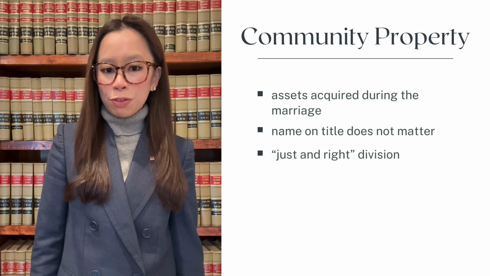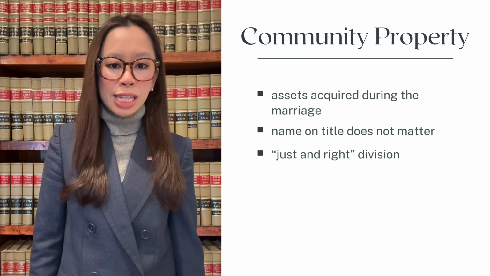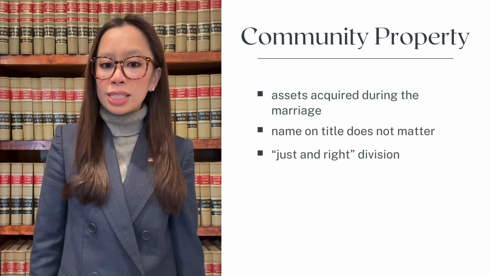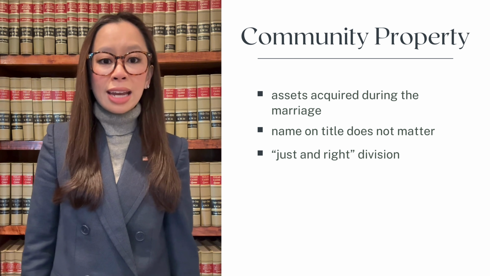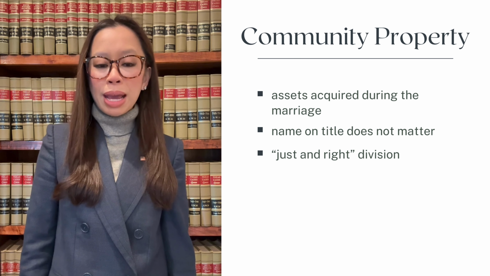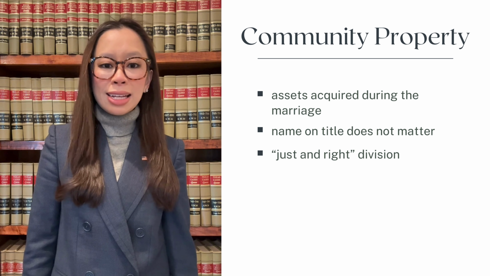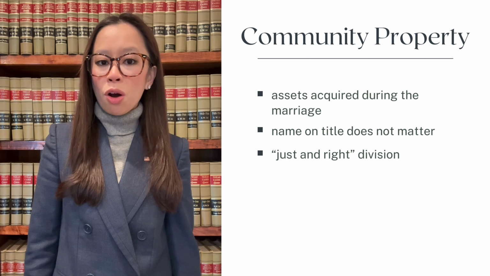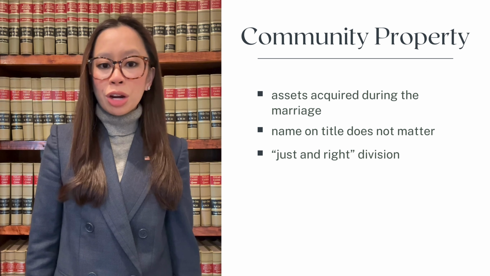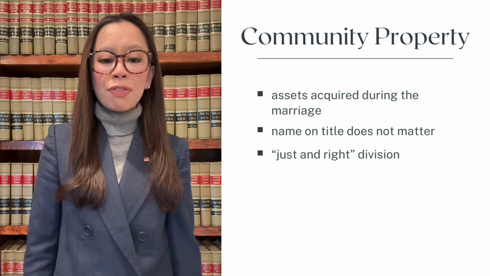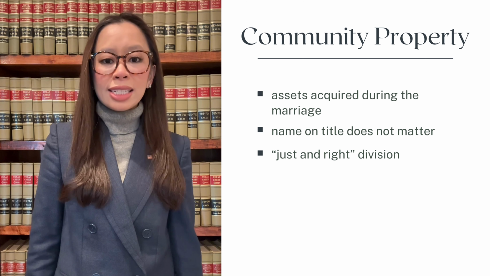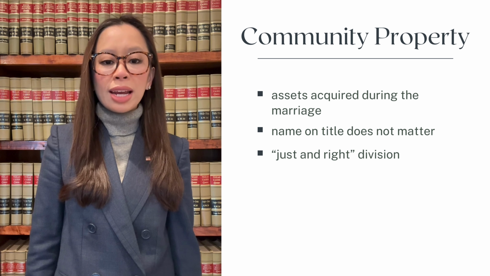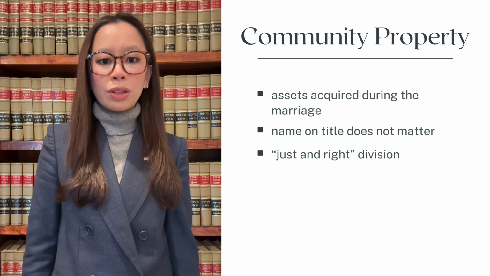Let's break this down even further. Community property includes assets that were acquired during the marriage, regardless of which spouse's name is on the title or account. This can include real estate, vehicles, bank accounts, retirement accounts, and any debts incurred during the marriage. Even if only one spouse's name appears on a title or account, the law generally considers it community property if it was acquired during the marriage. This is a key point to remember because the court will typically divide these assets in a way that it deems fair, though not necessarily equal.